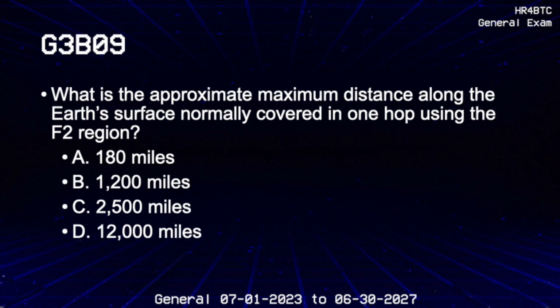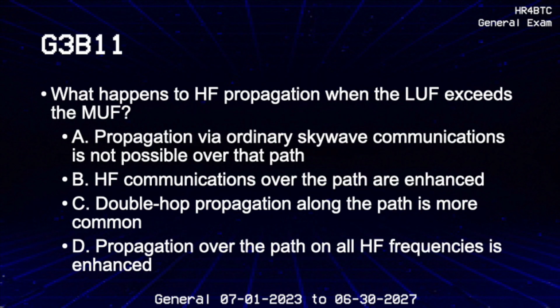What is the approximate maximum distance along the Earth's surface normally covered in one hop using the F2 region? 2,500 miles. What is the approximate maximum distance along the Earth's surface normally covered in one hop using the E region? 1,200 miles. What happens to HF propagation when the LUF exceeds the MUF? Propagation via ordinary skywave communications is not possible over that path.